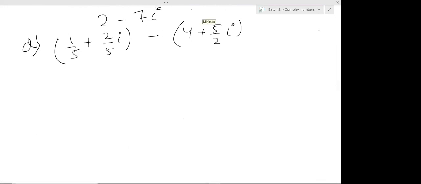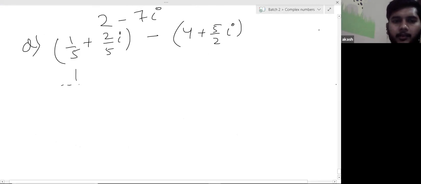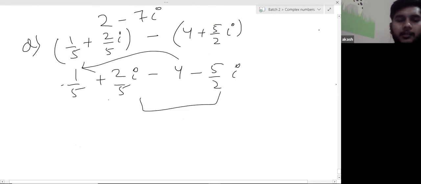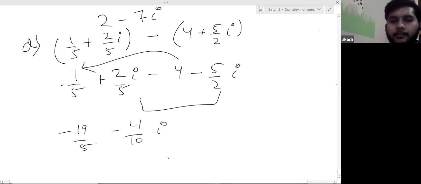Yeah, how to solve? Open the brackets. 1 upon 5 plus 2 upon 5i minus 4 minus 5 upon 2i. This together and this together. So this is minus 19 upon 5, and this is 10i, 4i and 25i. So minus 21 upon 10. Right?